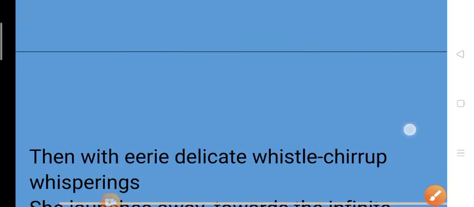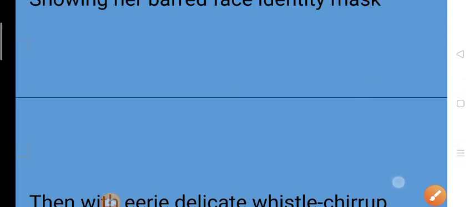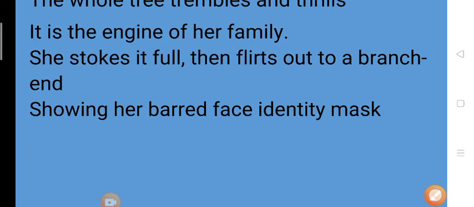And transferred epithet in the line, her barred face identity mask, I have already explained to you.